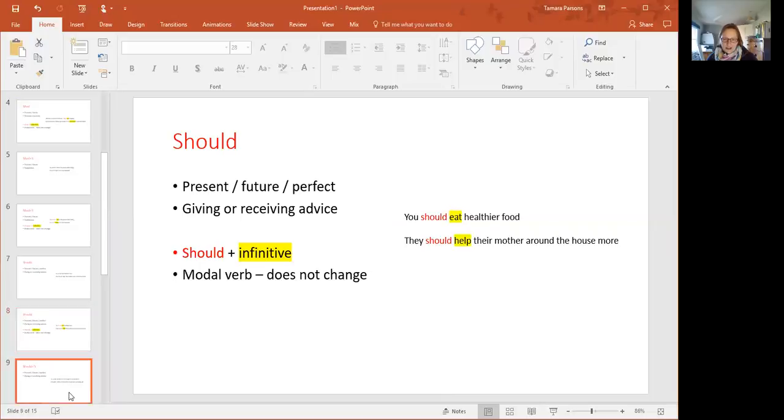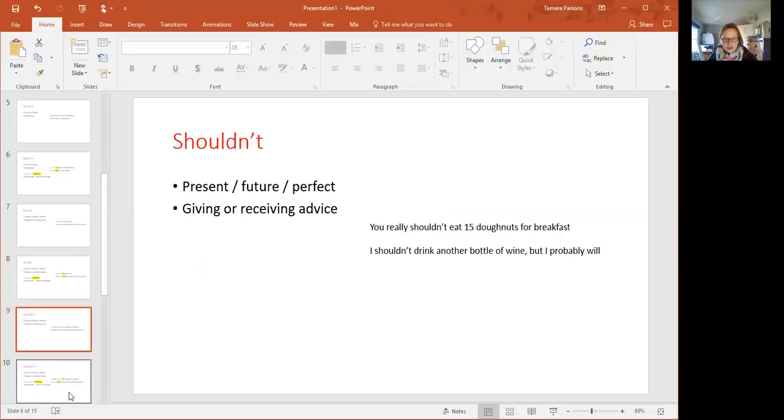The negative is shouldn't. So again, giving and receiving advice. So this is something that we think is a bad idea for someone to do. So you really shouldn't eat 15 donuts for breakfast. You'll end up enormous and you'll feel sick. I shouldn't drink a bottle of wine, but I probably will. Okay, so should is just advice. We don't have to take advice. We should, but we don't.